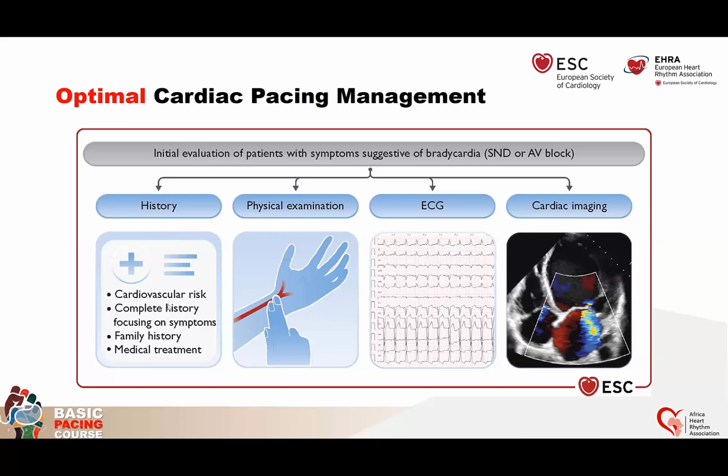risk, complete history focusing on symptoms, family history, comorbidities, and concomitant medical treatment, the physical examination of the patient and the assessment of the perfusion, the ECG criteria, and the cardiac imaging and results of structural disease.